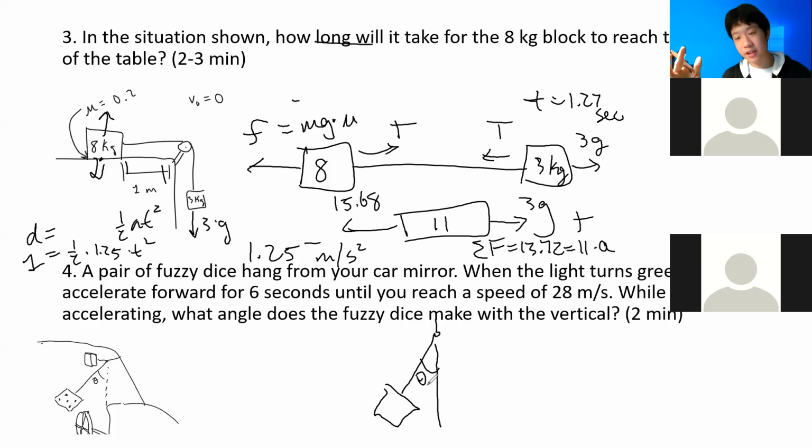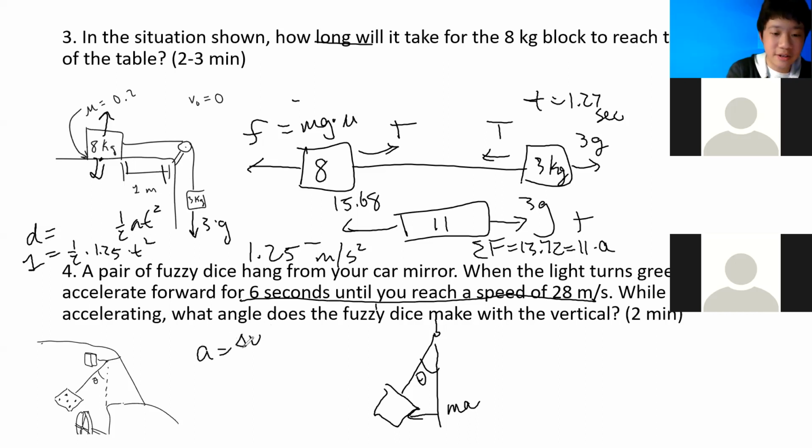So in the reference frame of the car, everything's going to move backwards, right? And that's going to be equal to the car's acceleration. So essentially, in the reference frame of the car, as we're seeing it, the fuzzy dice is going to be accelerating backwards. Okay? So, ma. So what is the a? Well, it's given by this statement here. The car is going to accelerate forward for 6 seconds until it reaches a speed of 28 meters a second. So that's just going to be a equals change in v over time.